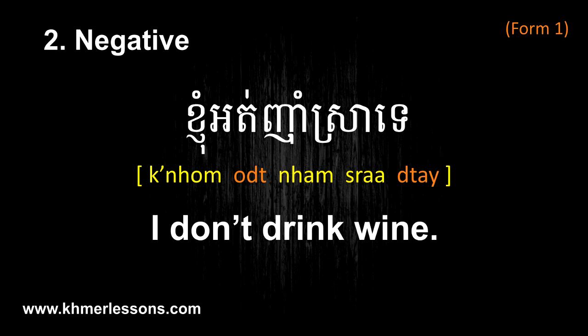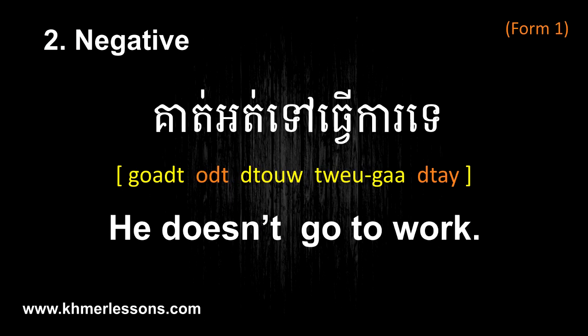So I don't drink wine. In Khmer we say ខ្ញុំអត់ញ៉ាំស្រាទេ. You see, ខ្ញុំ is I, អត់ is negative, don't, ញ៉ាំ is to drink, sra is wine, and then we finish with te. Again, ខ្ញុំអត់ញ៉ាំស្រាទេ: I don't drink wine.